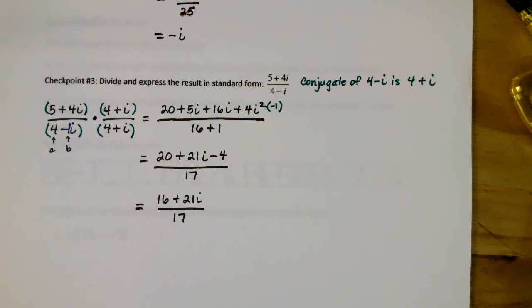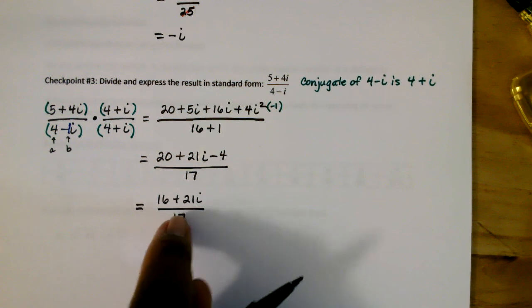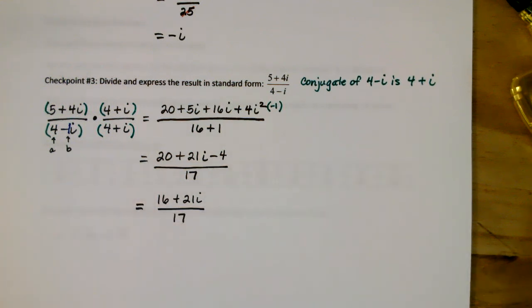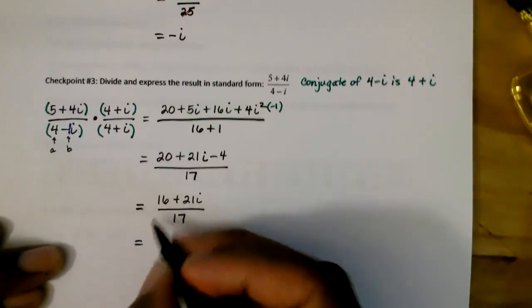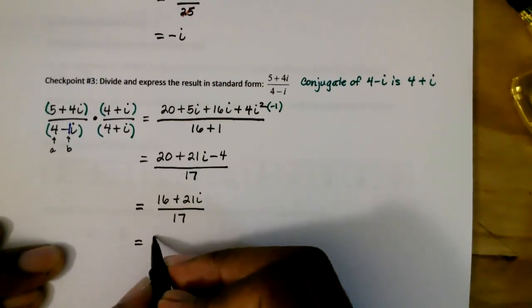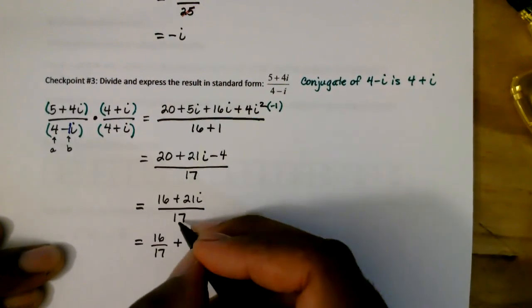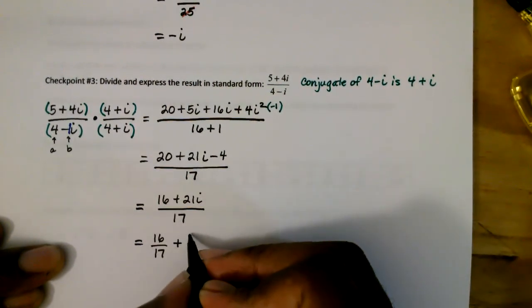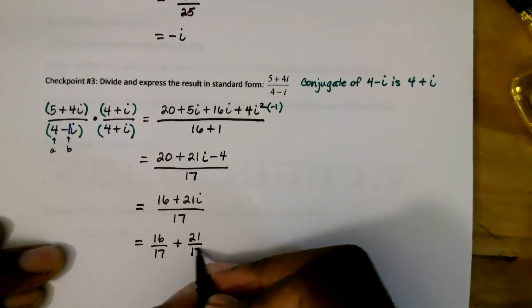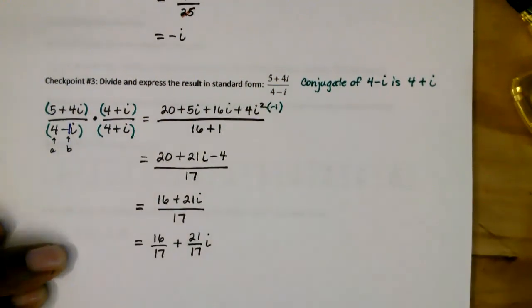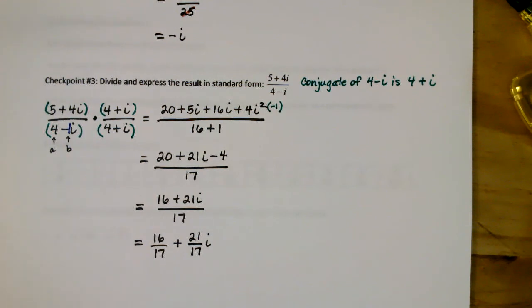Now, let me warn you, if you try to enter this as your answer in MyMathLab, you will be counted wrong for that problem. It has to be in standard form, which means you're going to have to break this apart. Keep in mind the 16 is over 17, so that's 16 over 17 plus 21i is over 17. But you're going to have to write it like this, 21 over 17, and then the i will be next to it like this.